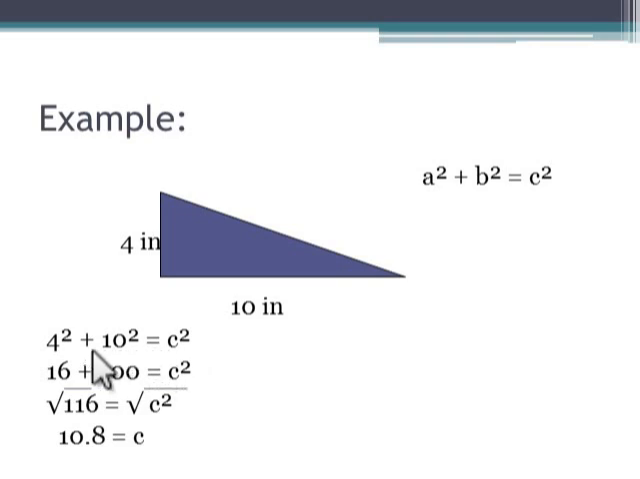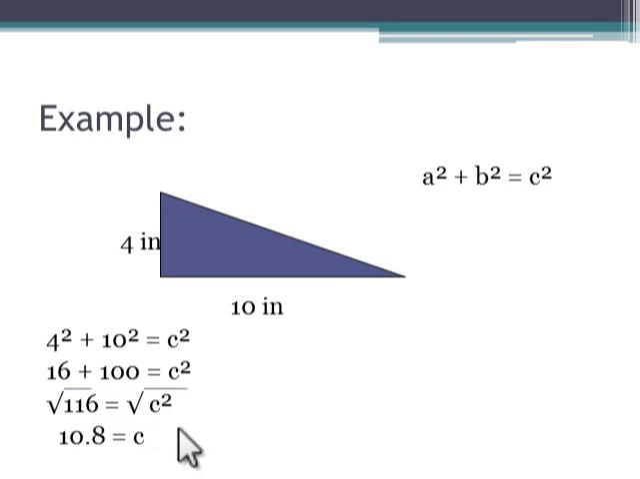So we do whatever we can. I know how to square that. That becomes 16. I know how to square that. That becomes 100. Oh, can't do anything with that yet. So now that I still have something I can't do, I have to undo it. Undoing the square is square rooting it. So I square root both sides, and I get C.